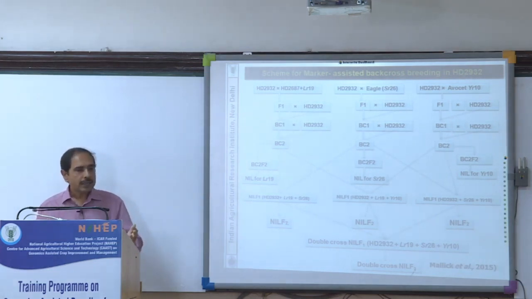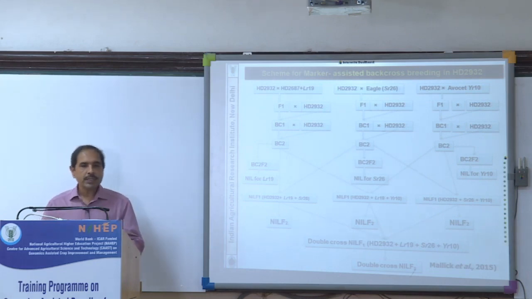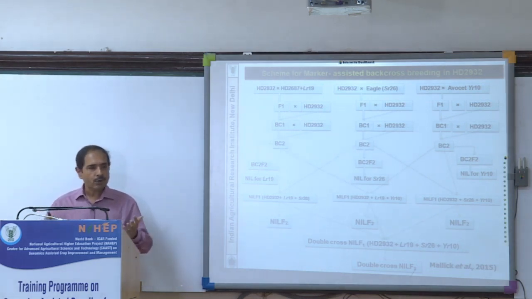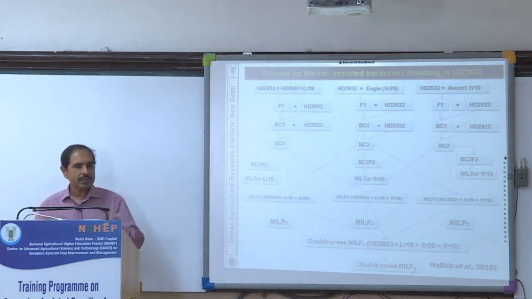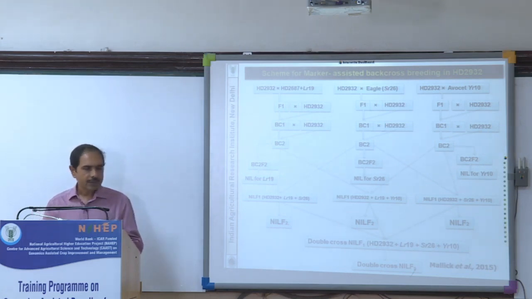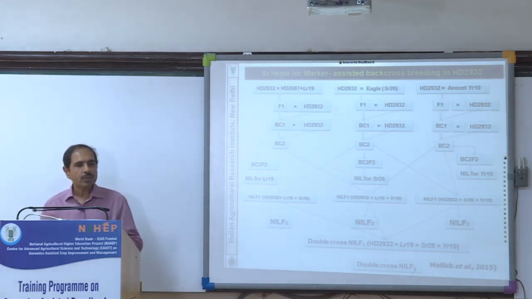But again that is a huge amount of work if you are handling a number of genes. The second approach can be that you go for foreground selection, but you simply select based on phenotype. You have the recurrent parent and you compare with it, and plants which are closest to the recurrent parent can be used for backcrossing. And the third approach which we use is that we combine both the things.